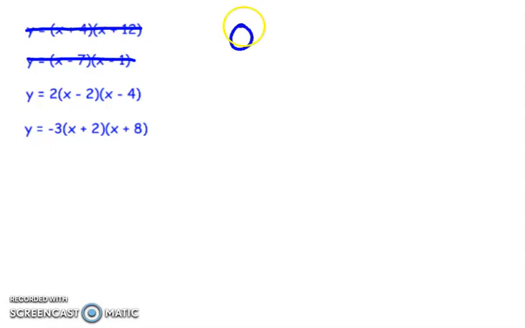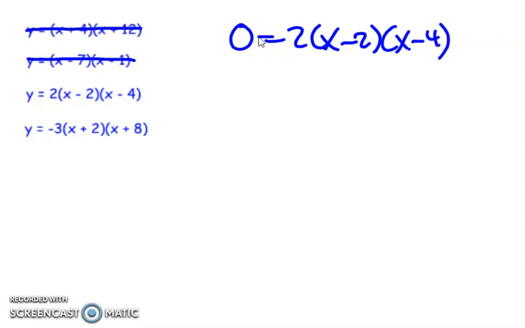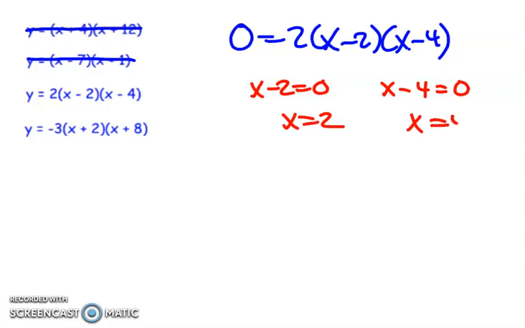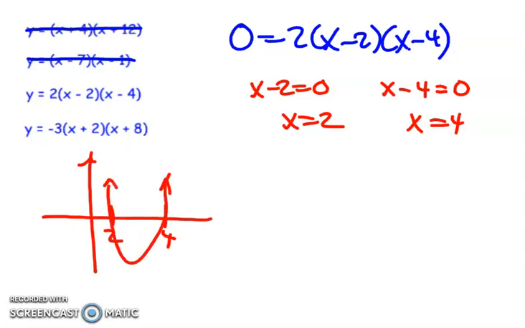Next, when I set this equal to 0, 2 times x minus 2, x minus 4, I'm still setting the factors of x minus 2 equal to 0 and x minus 4 equal to 0. I find out that x is 2 and x equals 4. So this parabola is going to cross the x-axis at 2 and at 4.